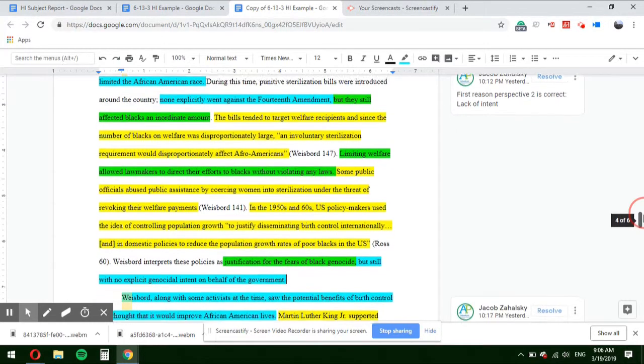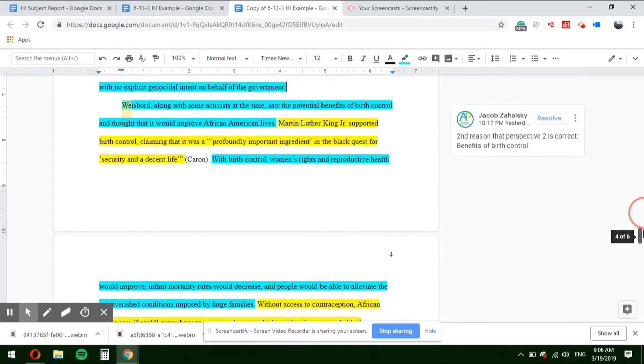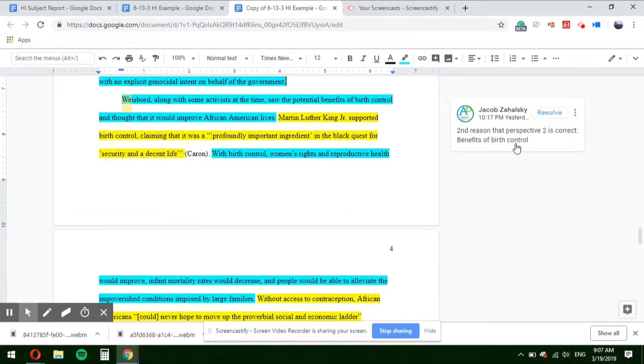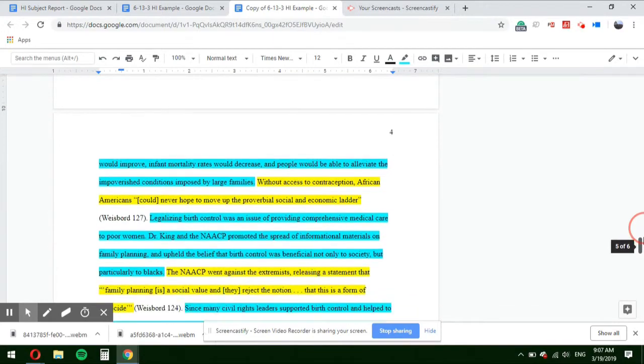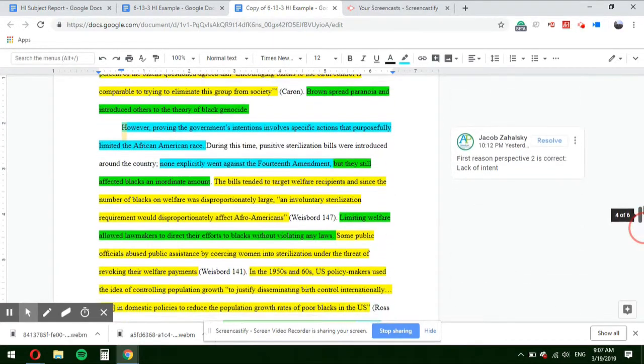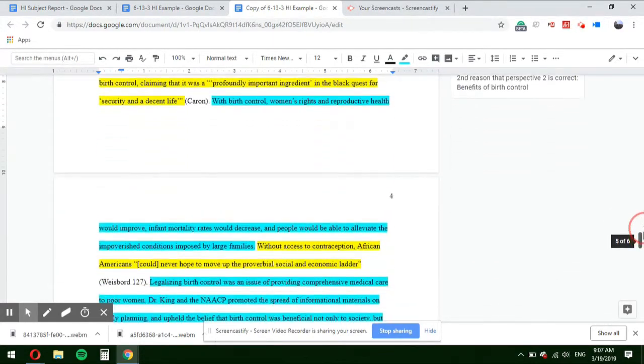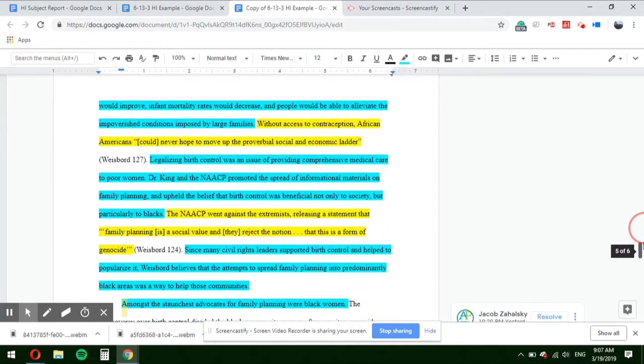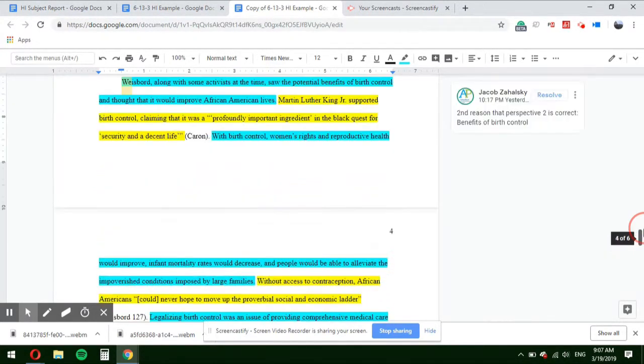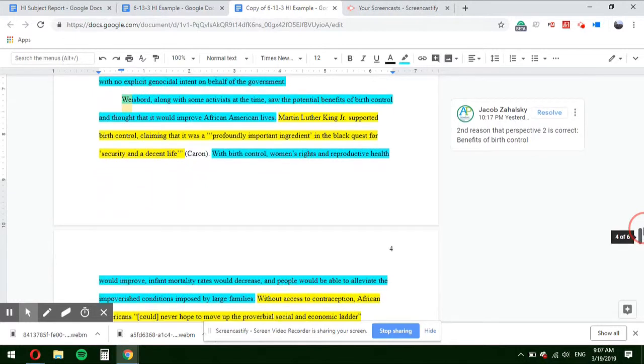And then the student goes on to the second reason that perspective 2 is correct, that there were actually benefits of birth control. And this paragraph, rather than the first paragraph, which kind of pits one perspective against the other one, deals with one perspective on its own.